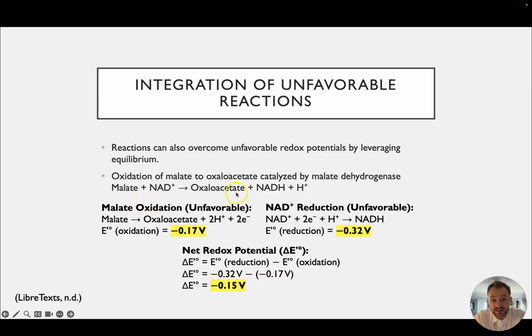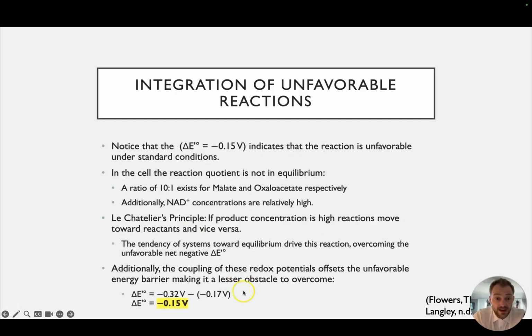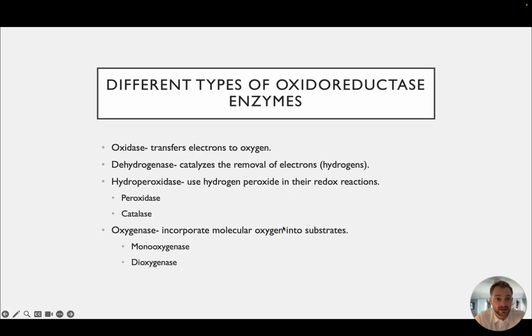Here we're going to look at the malate dehydrogenase reaction. The half reactions both have negative or unfavorable redox potentials, and they create a net negative redox potential. However, our body leverages Le Chatelier's principle because our body has a ratio of 10:1 from malate to oxaloacetate in cells. They also have more NAD plus than they do NADH, so these two concentrations actually drive the reaction to overcome this unfavorable energy barrier.